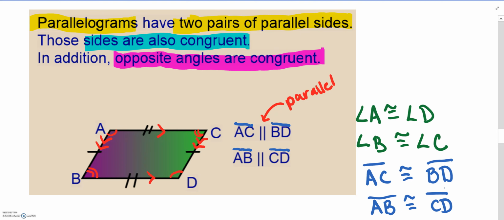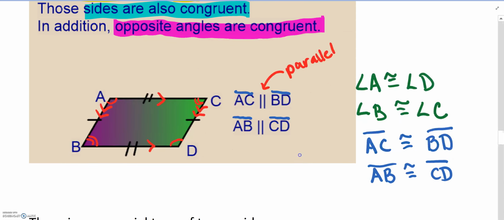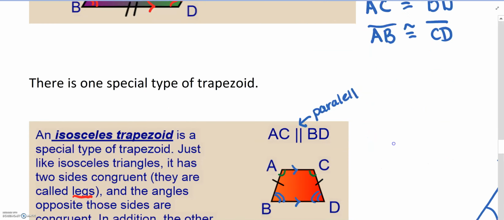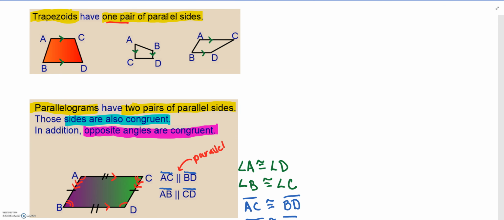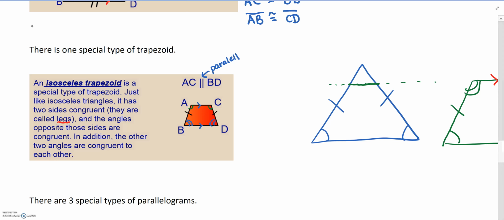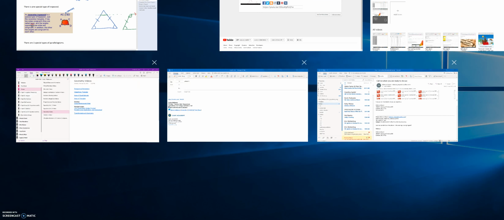This is how we would denote all the information about a parallelogram. What I want you to focus on is how to draw it in a picture. So let's move on to the next definitions. We've learned that there are two special types of quadrilaterals, trapezoids and parallelograms. Next, we're going to learn that there is one special type of trapezoid, and there are three special types of parallelograms. We're going to learn all the details about these next figures like we did with trapezoids and parallelograms. So next, let's go to our special type of trapezoid.